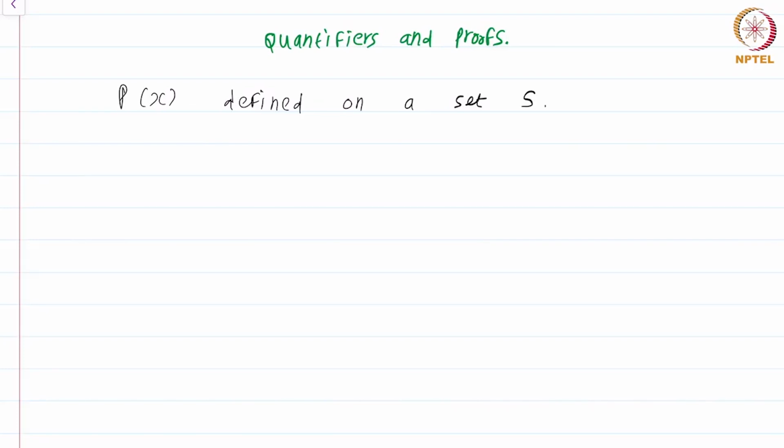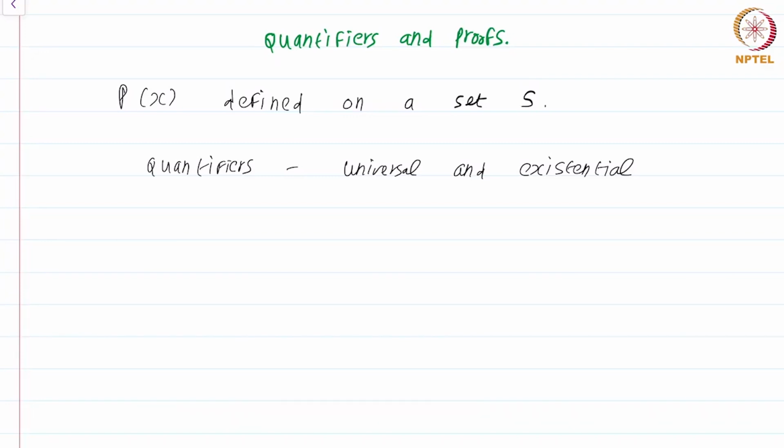Now there are two other ways to make a property into a statement, and these are using what are known as quantifiers. There are two types of quantifiers. There is one universal quantifier, and then there is an existential quantifier. These are no doubt familiar to you from your high school mathematics. So let me just briefly recall what they are.